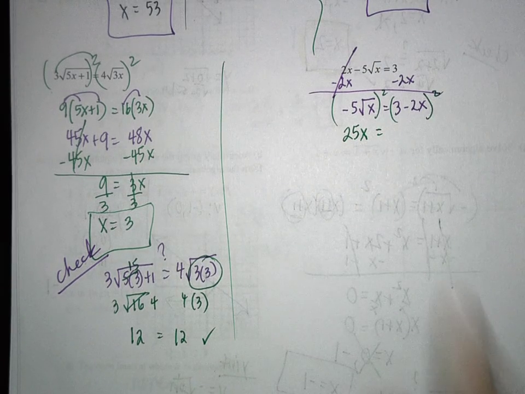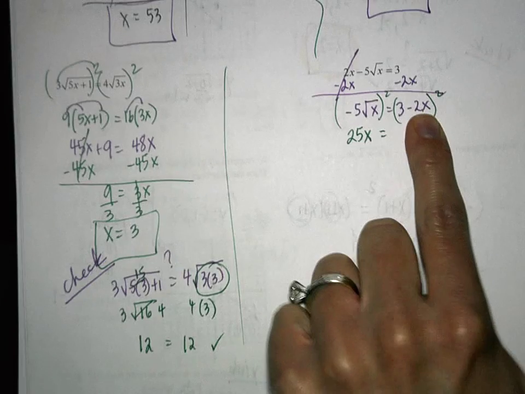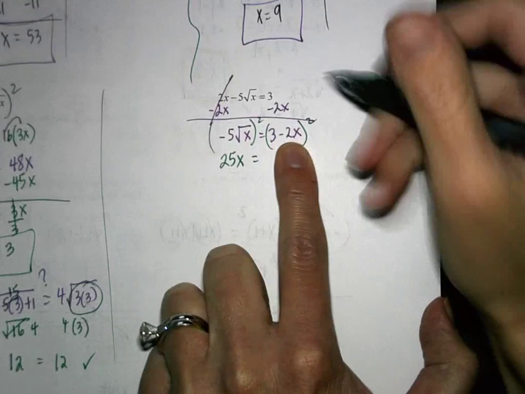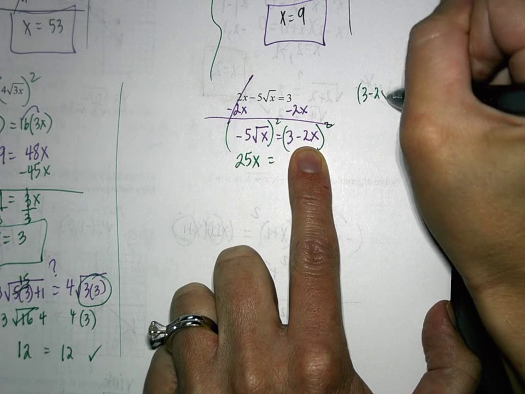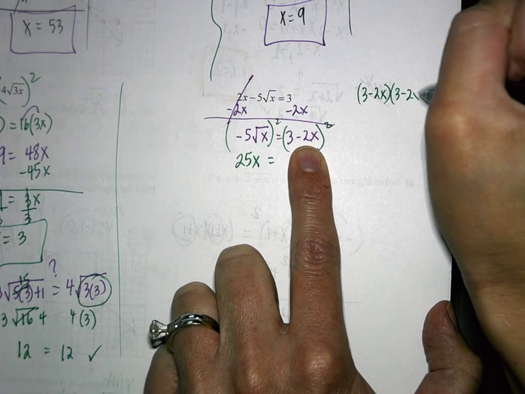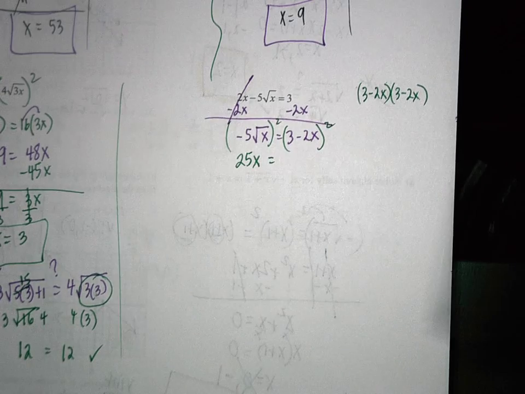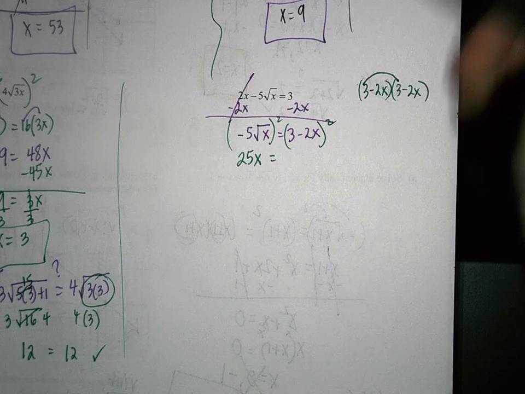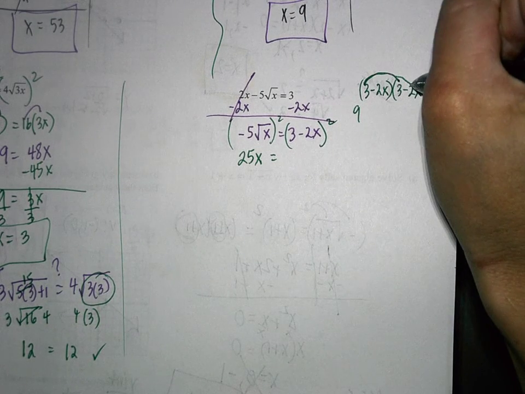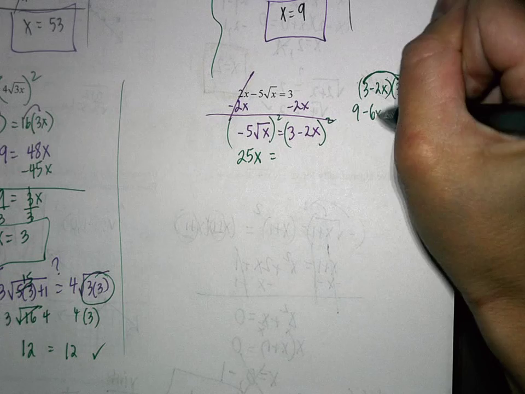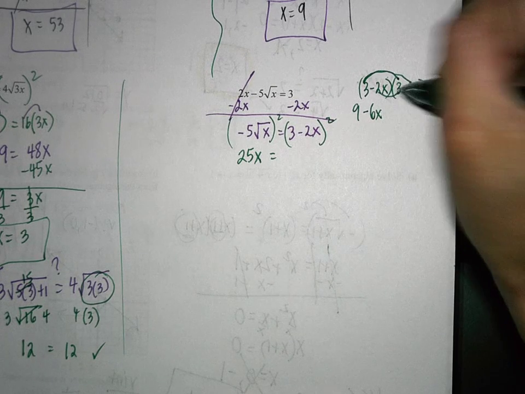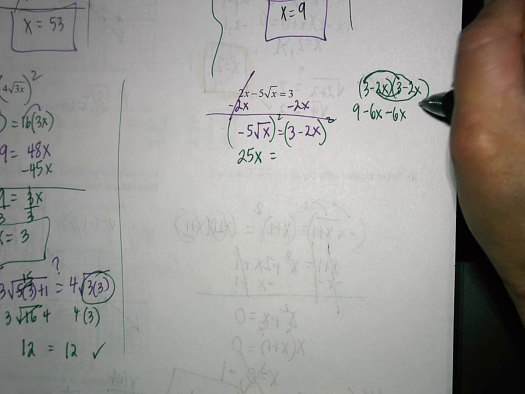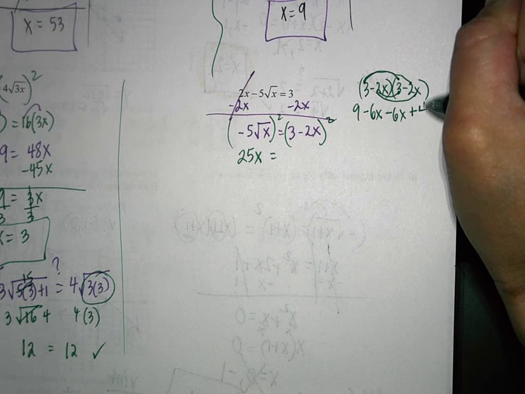Yeah. And then what am I going to do with this? Write it out twice. Okay, I'm going to kind of do this one to the side. This one, there's a number in front of the x, so I can't do a shortcut method. There actually is a shortcut method, but I'm not going to tell you. 3 times 3 is what? 9. 3 times negative 2x? Negative 6x. Negative 2x times 3 is negative 6x, and then negative 2x times negative 2x makes a positive 4x squared.